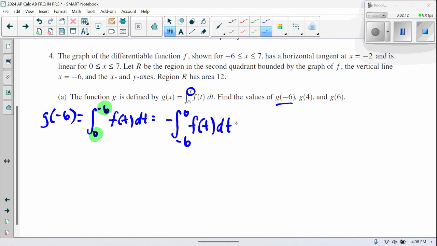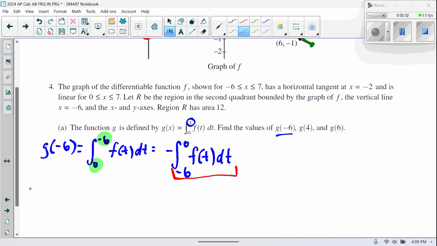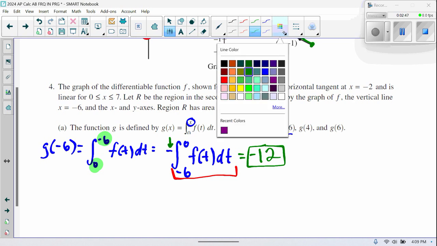But I have to negate my integral when I switch them. And all this is asking for me is the area under the curve. Remember, the integration of a graph is the area under the curve. So from -6 to 0, that's the region R. They gave us that already. That's 12. That's easy. But what you can't forget to do is this is negative because we had to flip our bounds. So I'm going to say -12. And that's g of -6. Now I need to do this for 2 more values, if you can believe it.